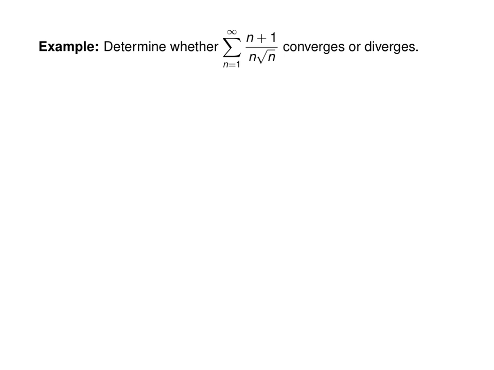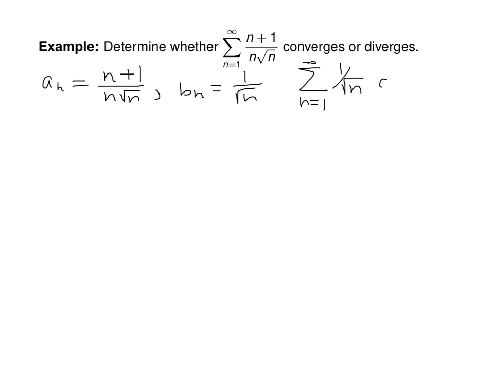Lastly, let's determine whether the sum from n equals 1 to infinity of n plus 1 over n root n converges. So let's let a sub n equal n plus 1 over n root n, and for b sub n, the most important or dominant term in the numerator is the n. The denominator is n root n. So b sub n will equal 1 over root n. And we know that the sum from n equals 1 to infinity of 1 over root n diverges.